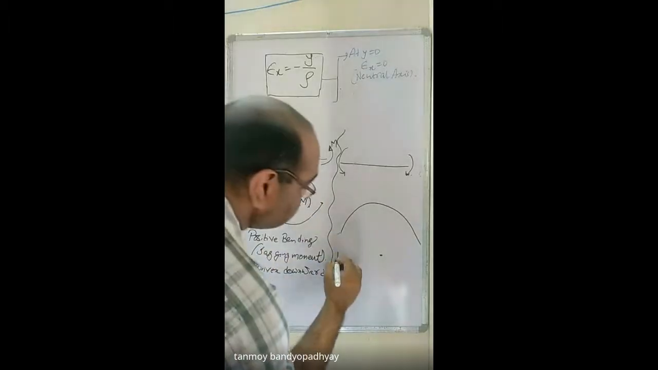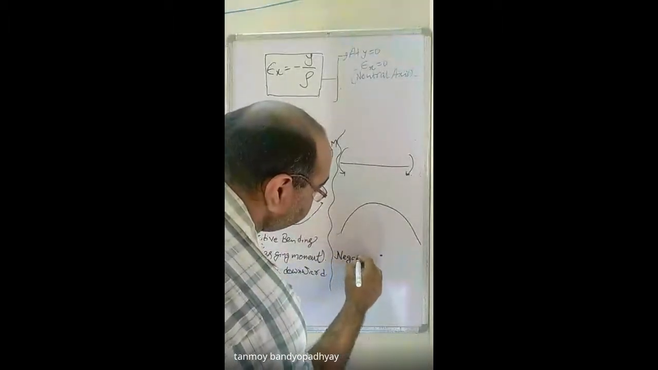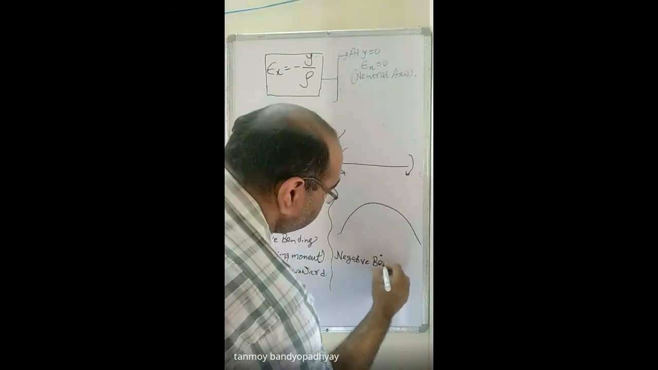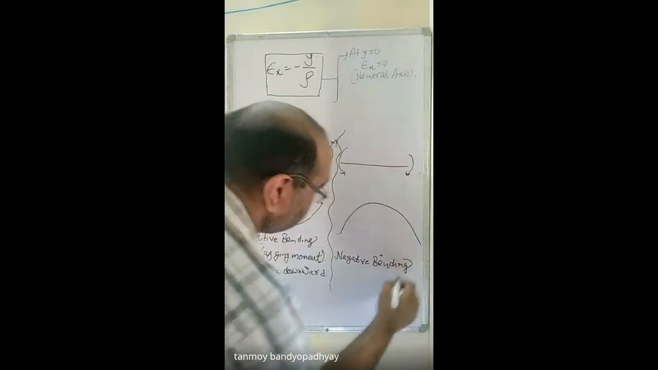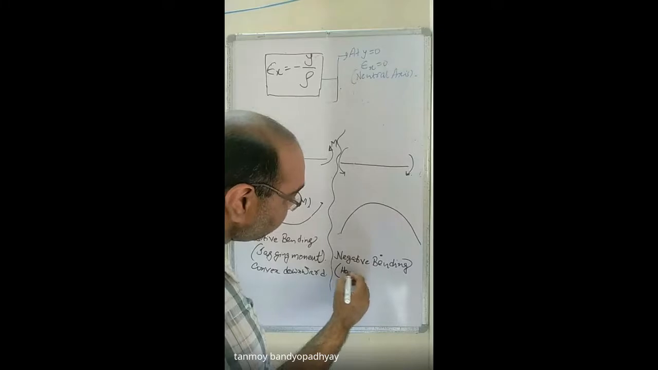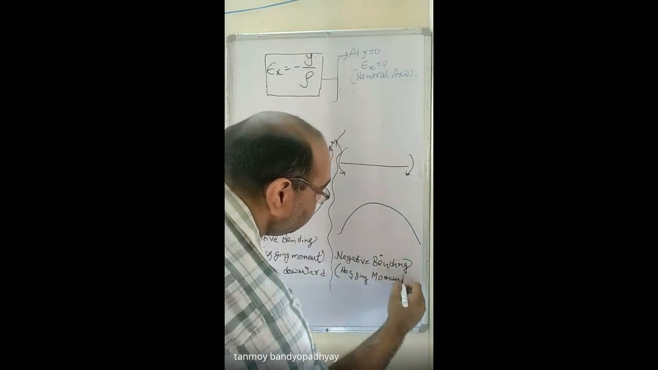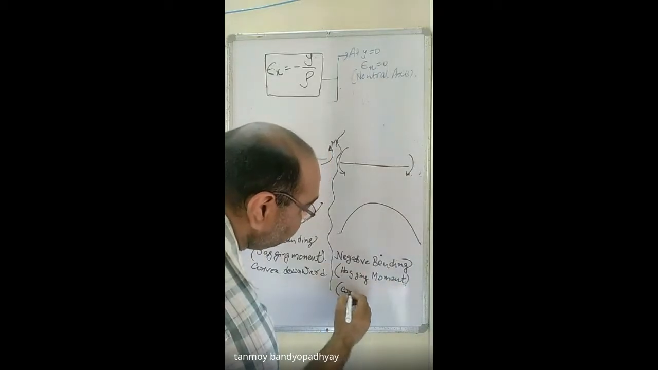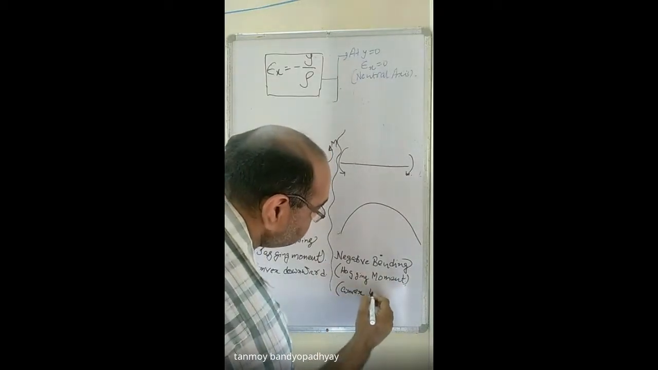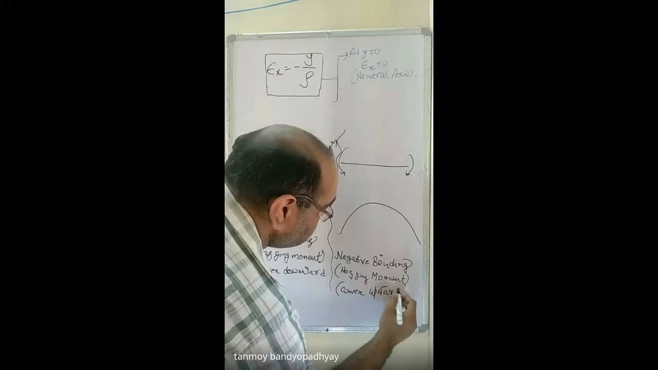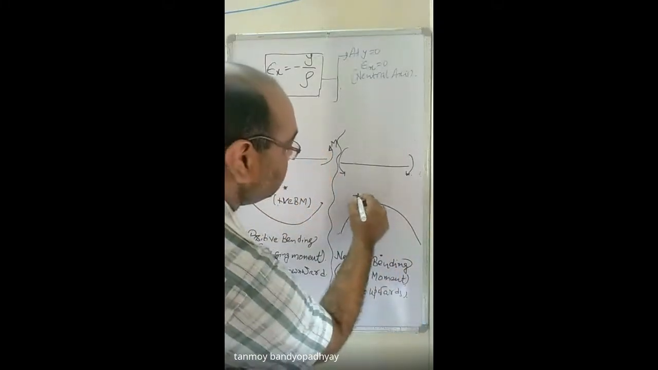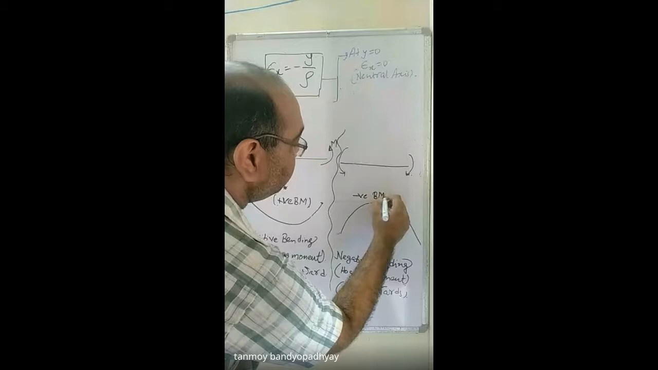And this is the negative bending. So this, we call it a hogging moment. In some books, they call it a hogging moment, where the convex side is upwards. So this is a negative bending moment.